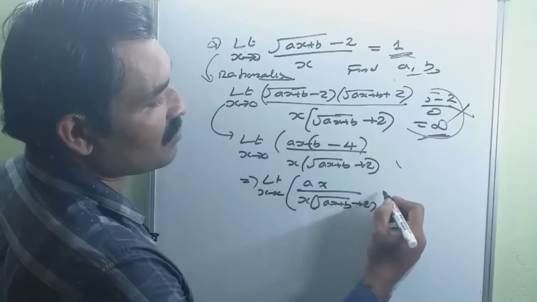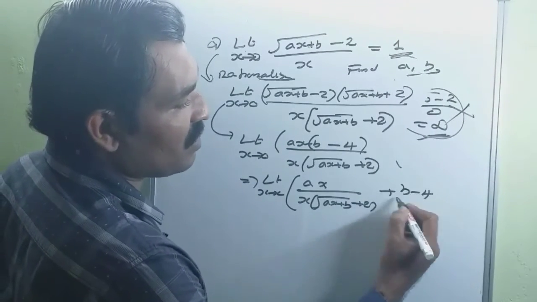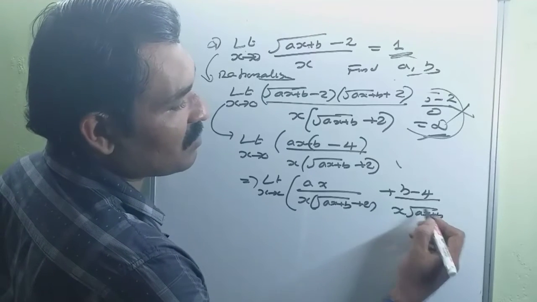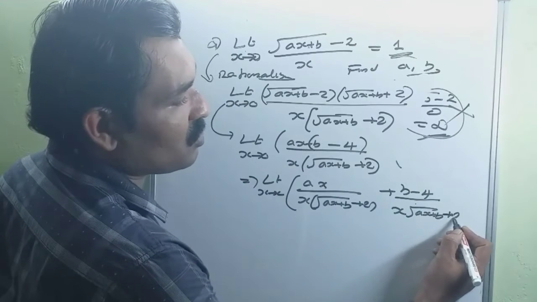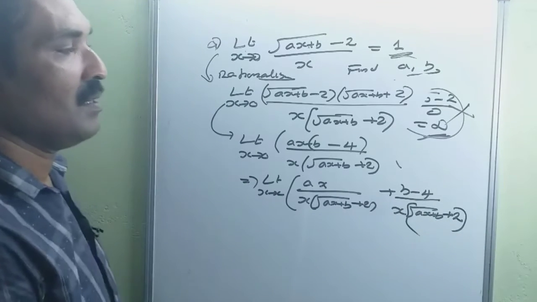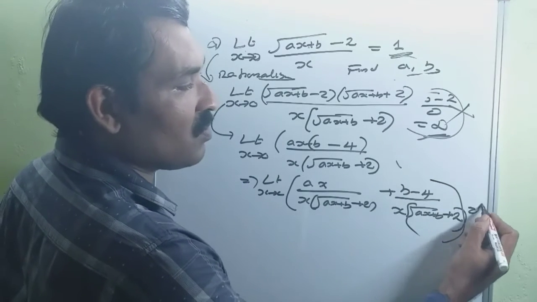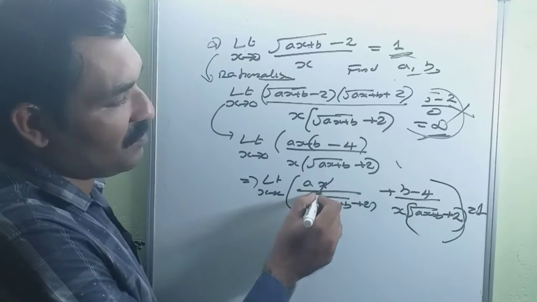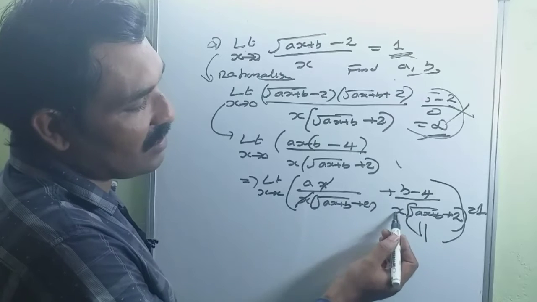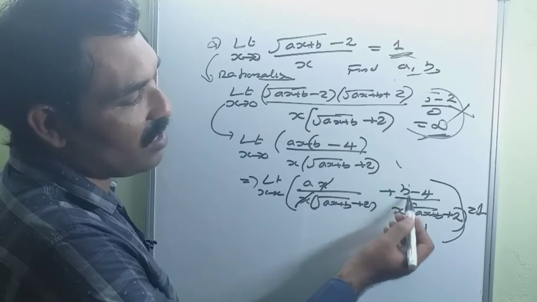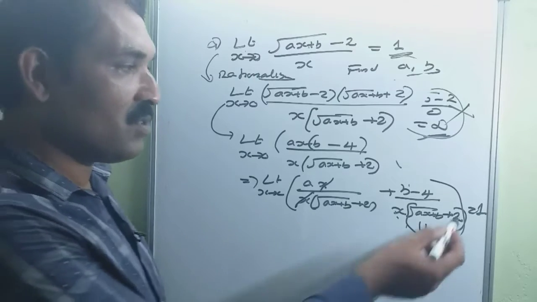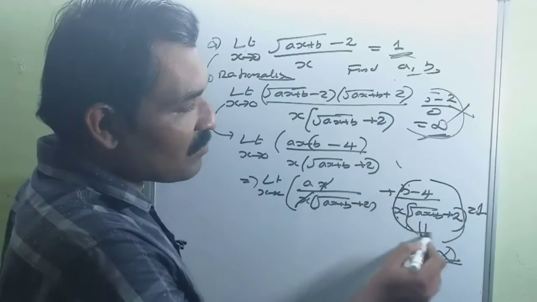Plus this term, which becomes constant, b minus 4 divided by x into root of ax plus b plus 2. Okay. And the value of this limit is equal to 1. Now this x and x get cancelled. What is the value of this limit? 0 is coming in the denominator, so the value of this limit is equal to infinity, but that is not possible. Our value is finite, so this entire term should vanish.